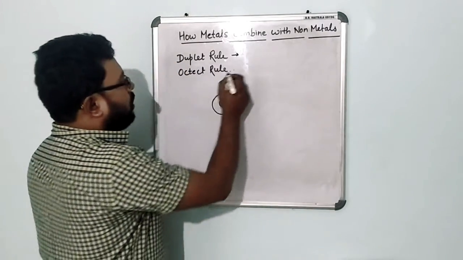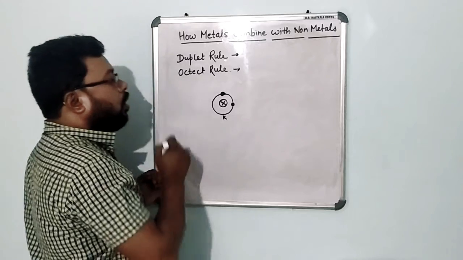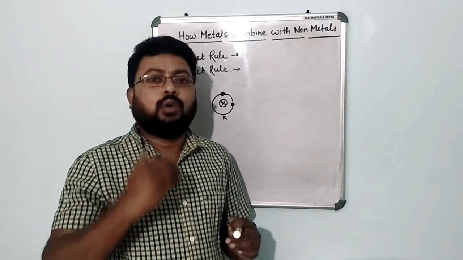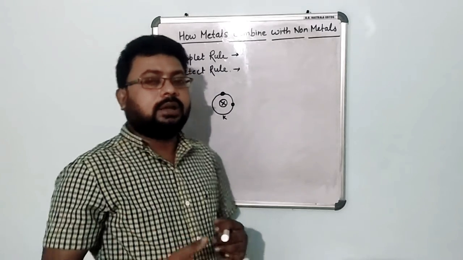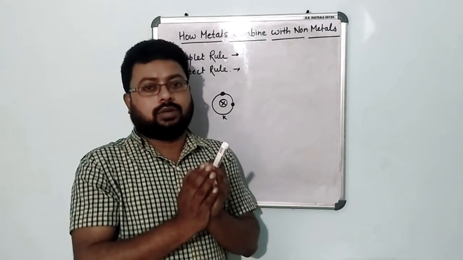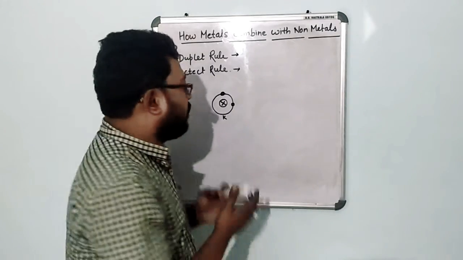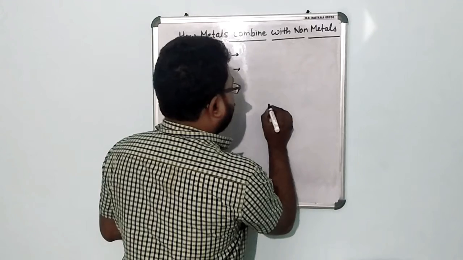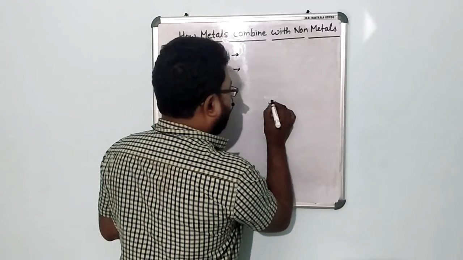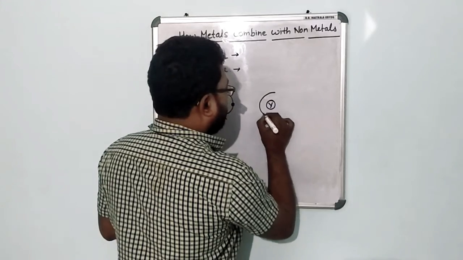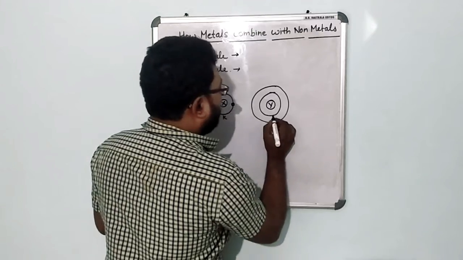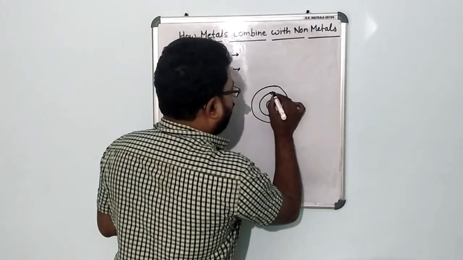And what does the octet rule say? The octet rule states that if any atom has more than one shell, then that atom should have 8 electrons to be stable. For example, let us take an element Y. This is the nucleus of the element, this is the first shell and this is the second shell. Suppose the first shell has 2 electrons.